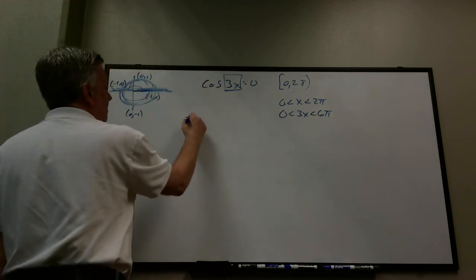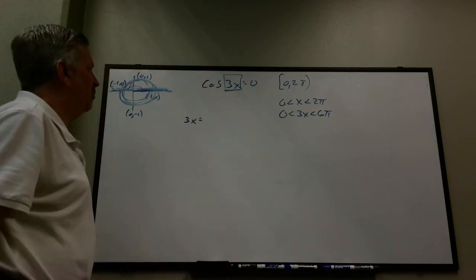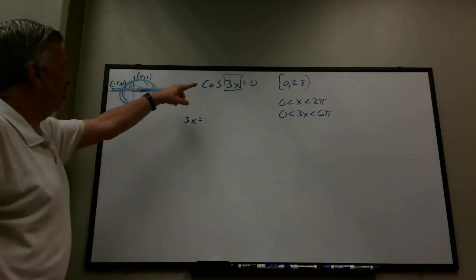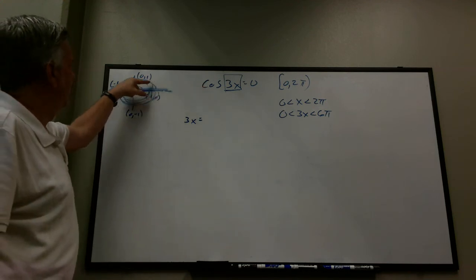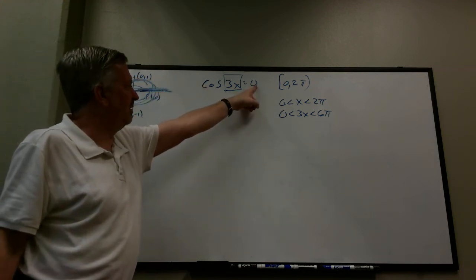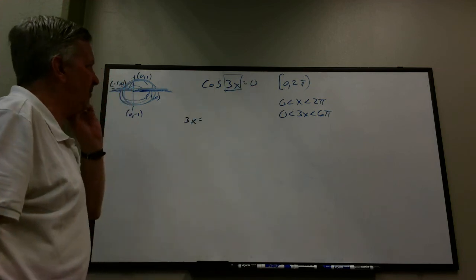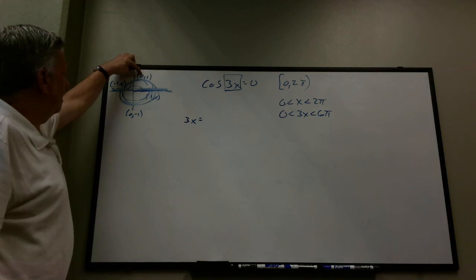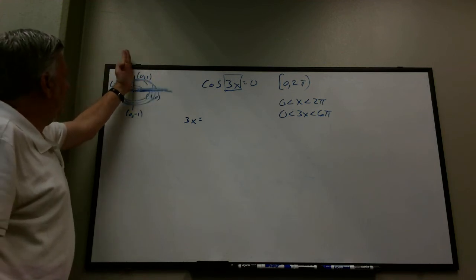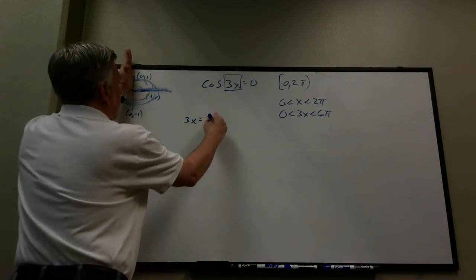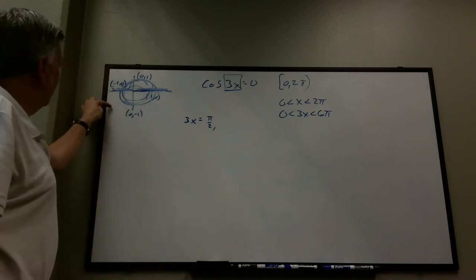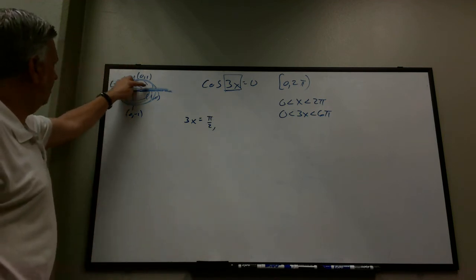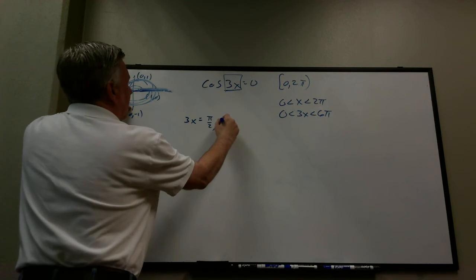So what could 3x be? Where's cosine equal to 0? I know it's a unit circle problem because 0 can't be the side of a triangle. Cosine is the first value on the unit circle. So 3x could be pi over 2, and where do you hit it again? Down here, that's 3 pi over 2.